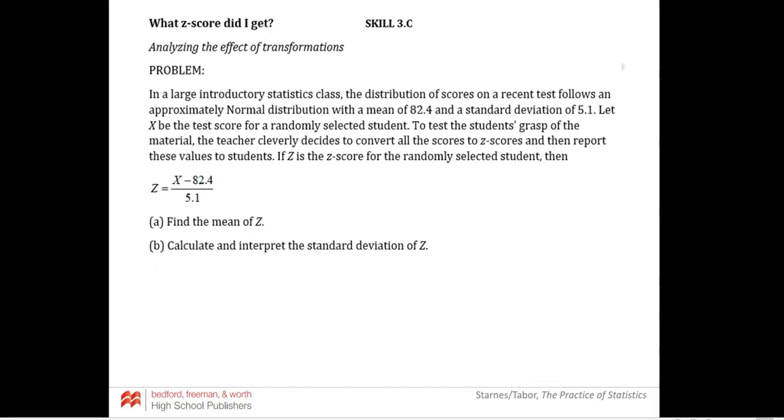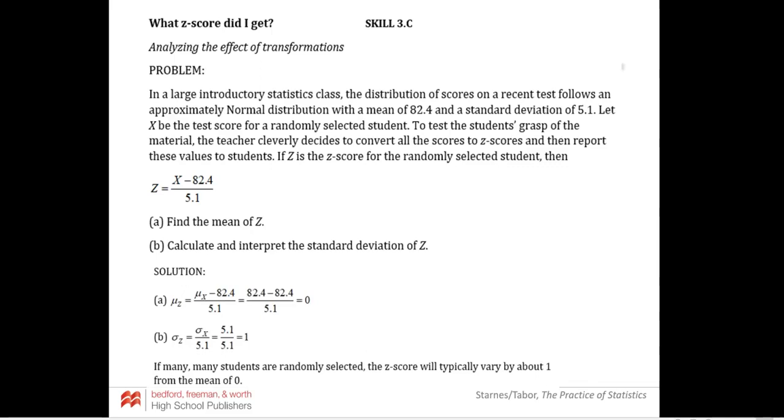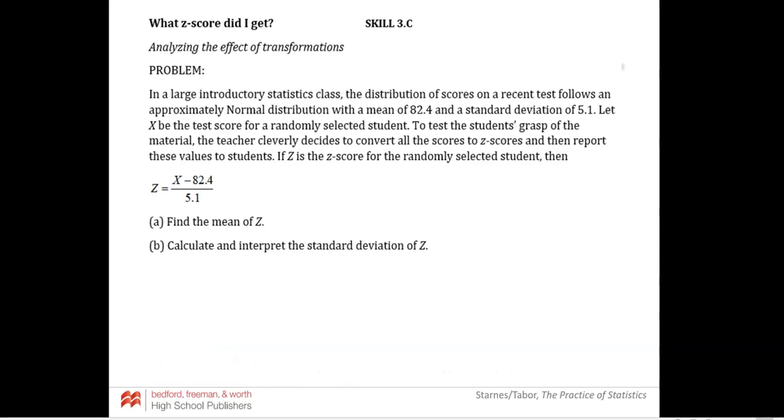82.4, it just confused me. I was like, 82.4 minus 82.4 over 5.1. Then I realized it's asking for the mean z-score. So find the mean z-score. The z-score of the mean would be 0, right? That actually kind of makes sense when you think about it. I was like, why is the mean 0 now? That seemed very strange until I realized it's a z-score. The mean is in the middle, so it actually makes sense that the mean is 0.